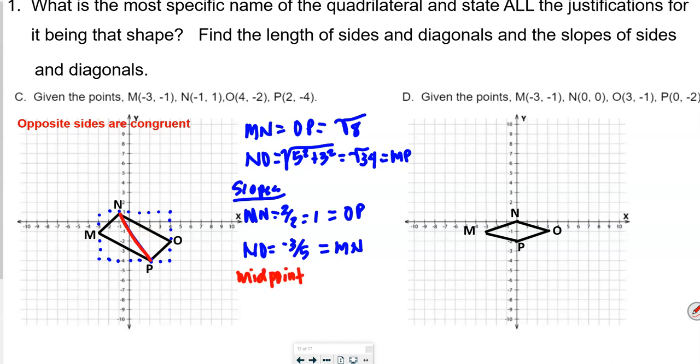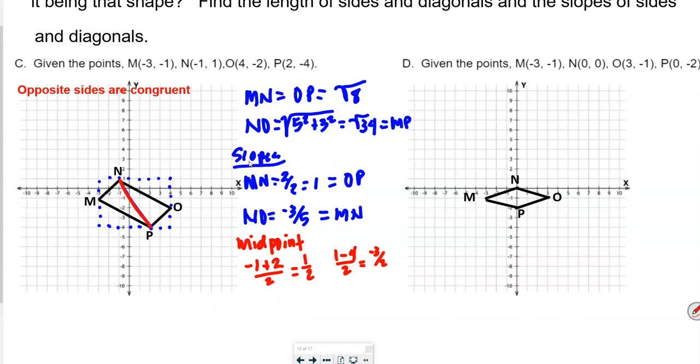Okay, so if we look at the midpoints now of NP. So point N was -1. That's my x value. P was 2, divided by 2. That's going to be 1/2. So that's my x value. Then my y value is 1 and -4. So 1 minus 4 divided by 2. That's -3/2. Okay. So that's my ordered pair right there: 1/2, -3/2.